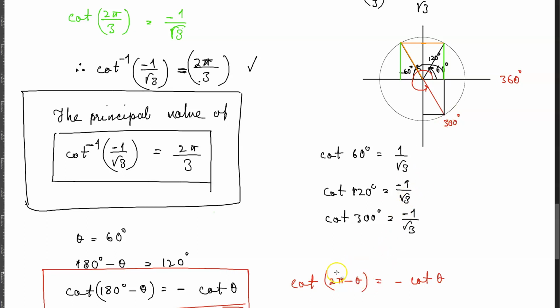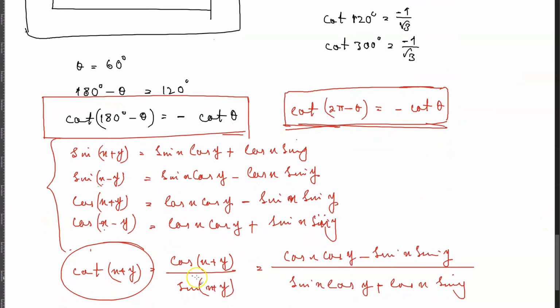So 2 pi minus theta is basically 360 minus 60. This angle is actually 60, as you can see by construction, and 360 minus 60 is going to give you 300. And you can see that the cot of this angle is actually the algebraic opposite of the cot of this angle, but they have the exact same values, right?